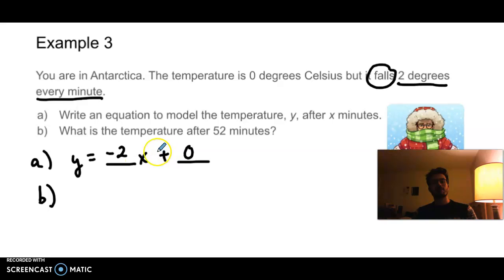So here, if we want to know what the temperature is after 52 minutes, here's our function. We put in 52 for x, and we get -104. That's our temperature after 52 minutes.